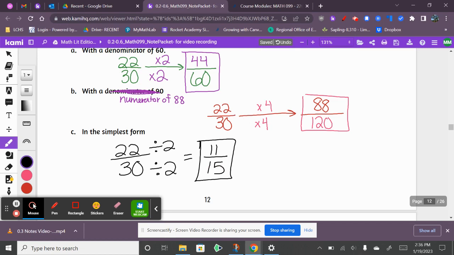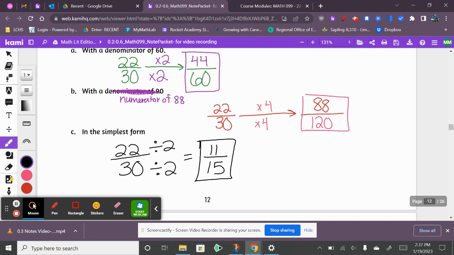An easy way to do this is also to just use your calculator, and you would just type in the fraction just like this to start with, and then you would just press enter and it will give you the simplified fraction. Your calculator will do the work for you if you let it.